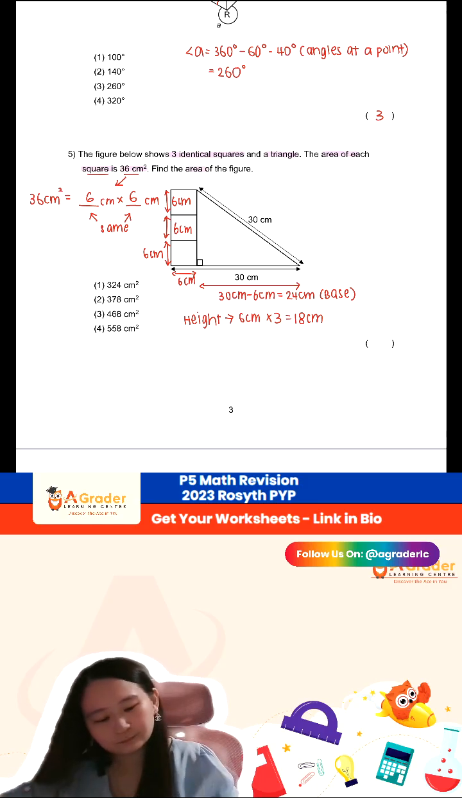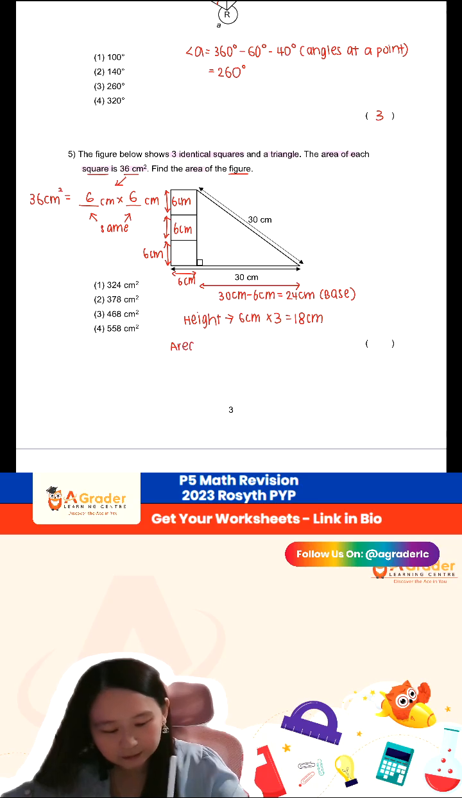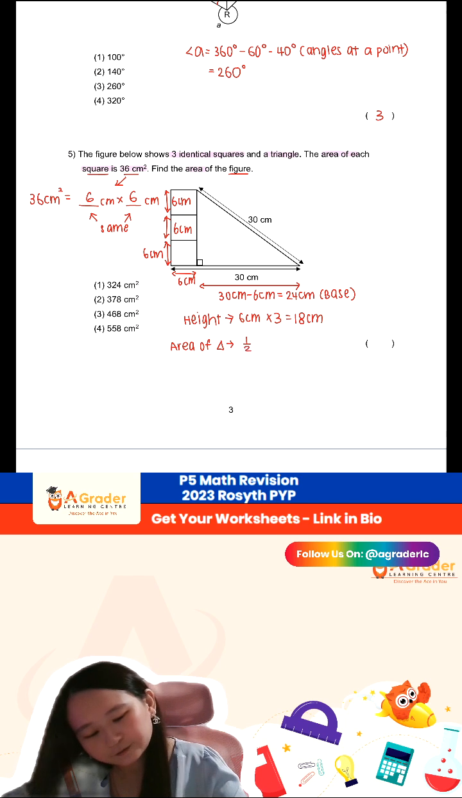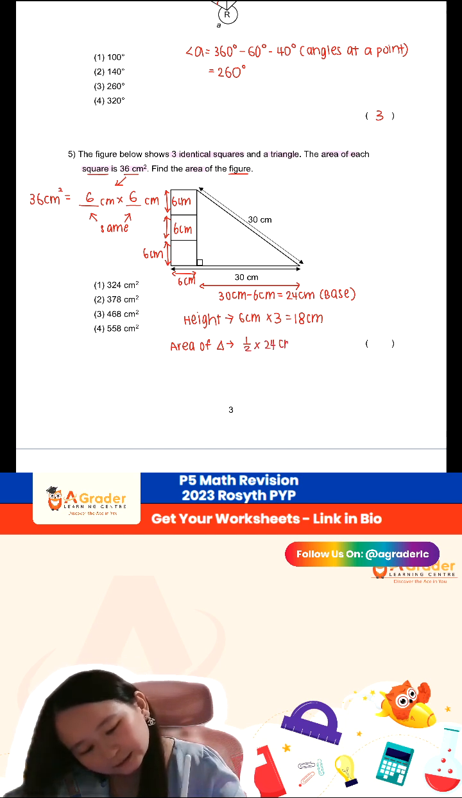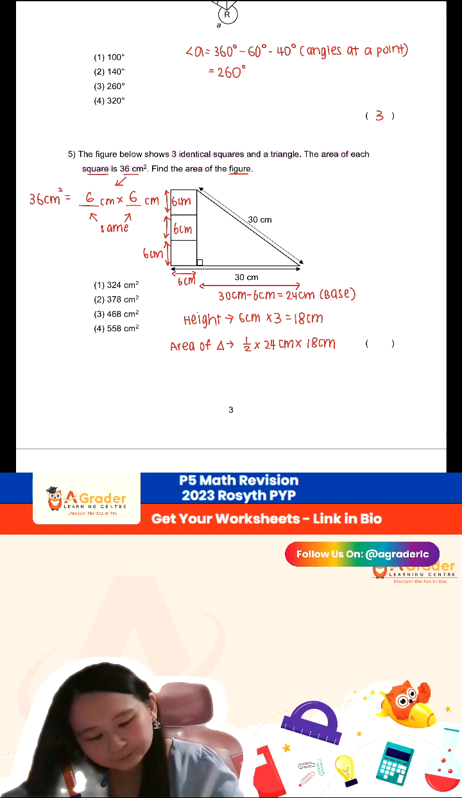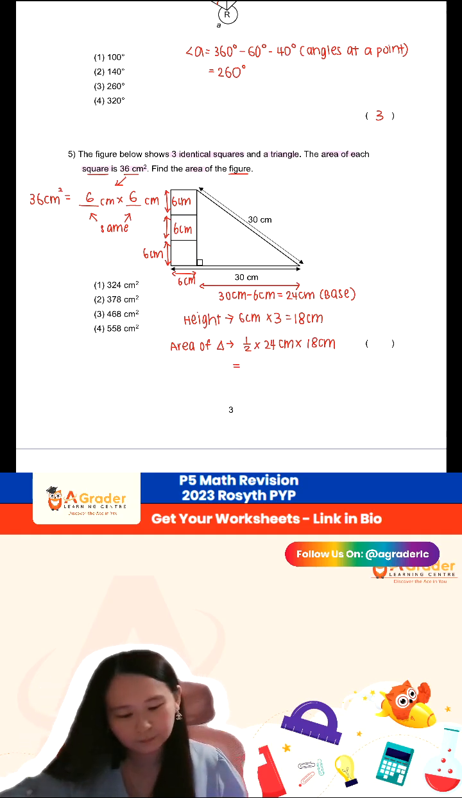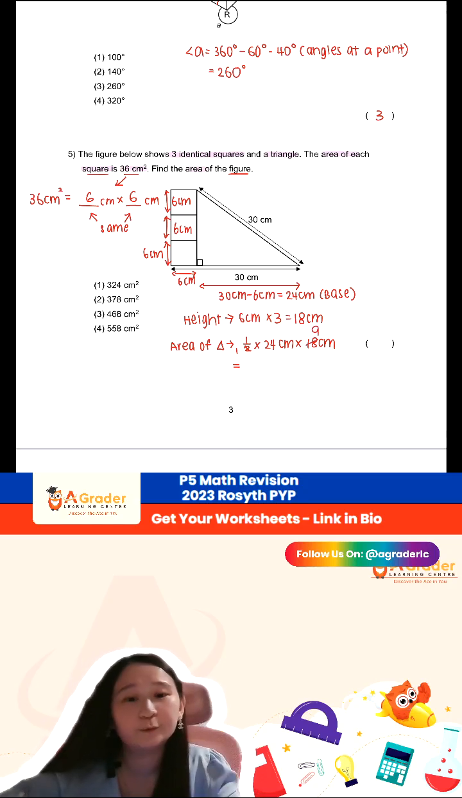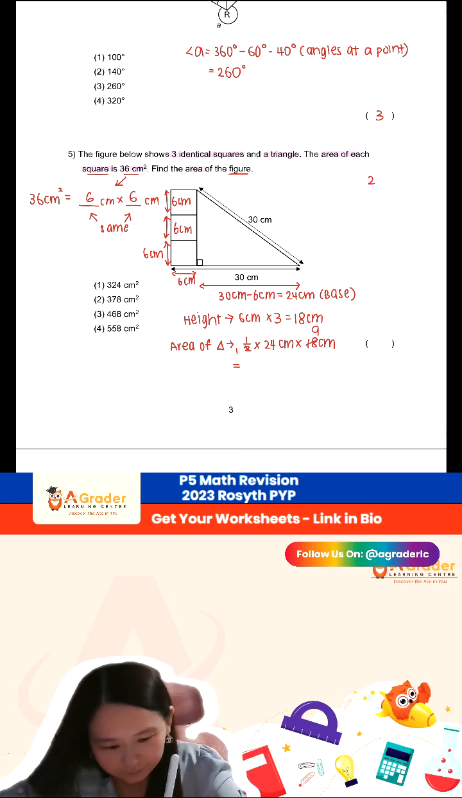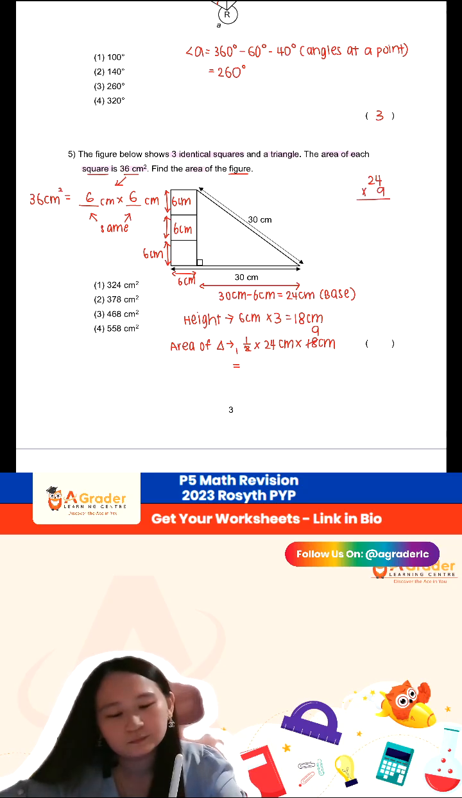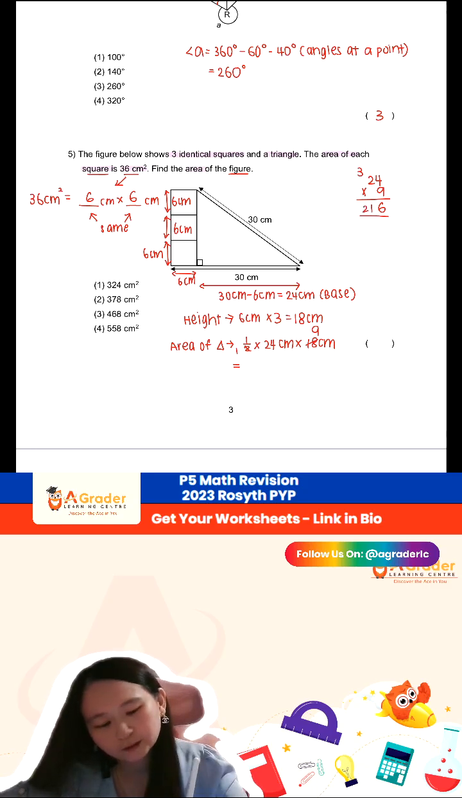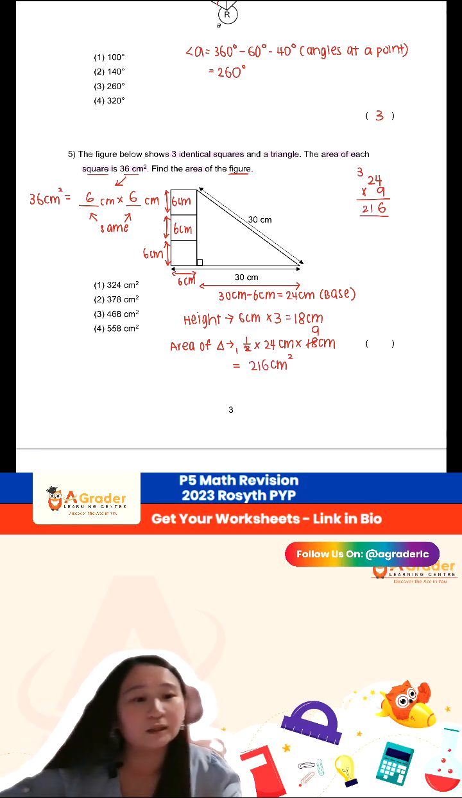Okay. Since they want to find the area of the whole figure, we find the area of the triangle first. Half times base times height. Okay, we can do the necessary cancellation. Divide by 2, divide by 2. So we are left with 24 times 9. So the area of the triangle is 216 centimeters squared.